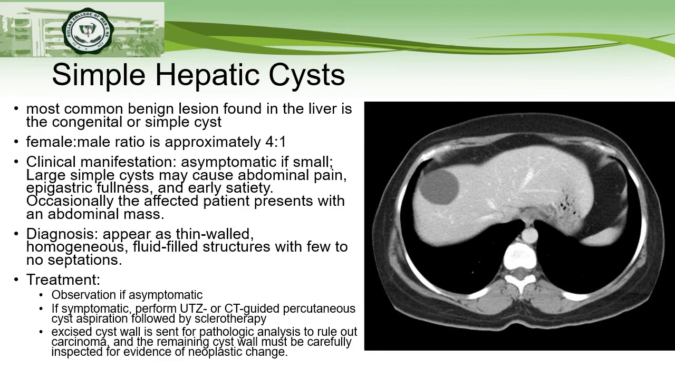So, asymptomatic simple cysts are best managed conservatively. The preferred treatment for symptomatic cysts is ultrasound or CT-guided percutaneous aspiration followed by sclerotherapy. This approach has been approximately 90% effective in controlling the symptoms and ablating the cyst cavity. The excised cyst wall is sent for pathologic analysis to exclude the presence of a carcinoma, and the remaining cyst wall must be carefully inspected for evidence of neoplastic change as well.